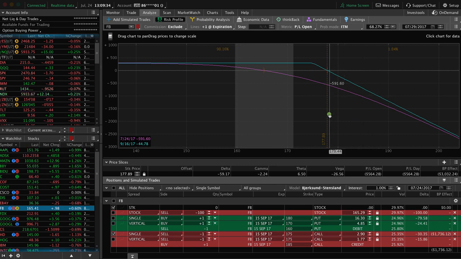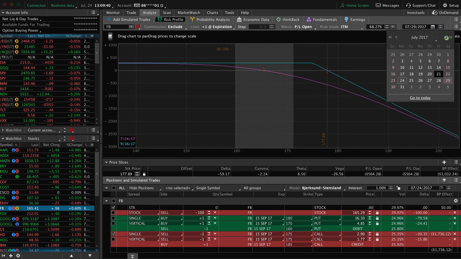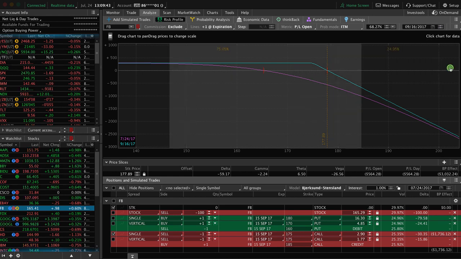And so what you'll see if we move the hash mark to our break-even point, and we've got to change this calendar to the expiration date, which in this case is 9/16, is that this has about a 75% probability of success. So if price just stayed right here or moved even all the way up to 177.89, we can still make money on this trade. So it gives you a very high probability of success.